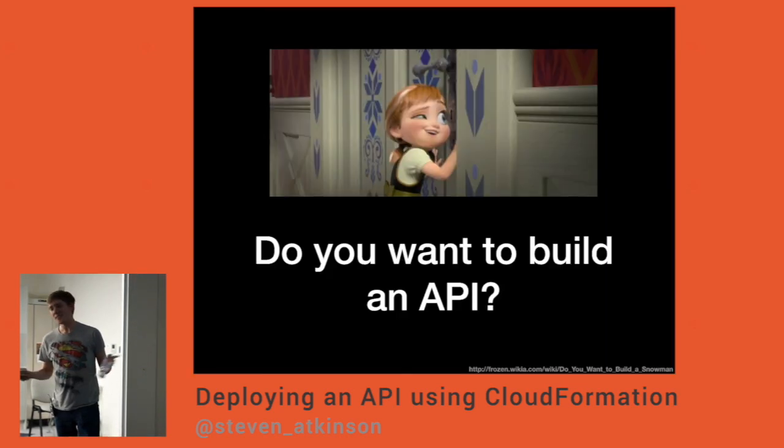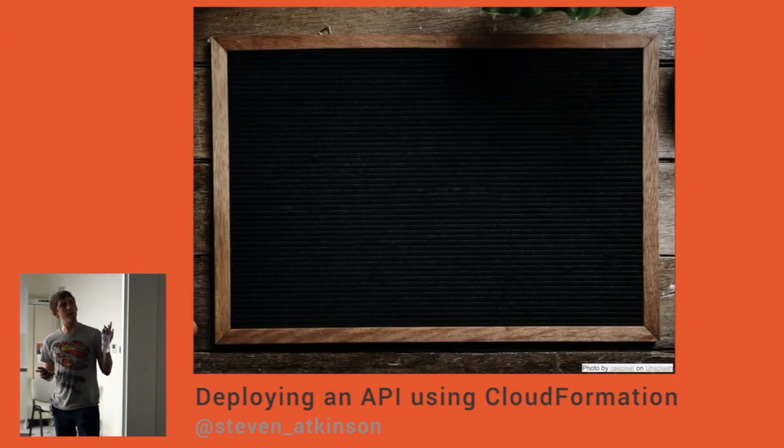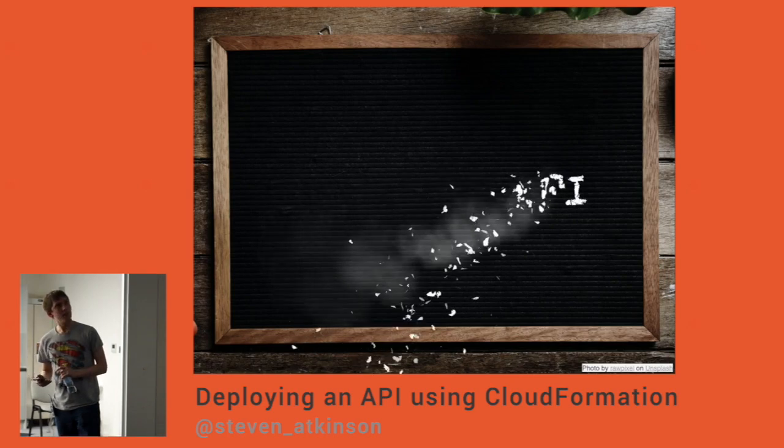So you want to build an API. That's basically what this talk is about. We're creating an API. The hardest part is coming up with an idea. I've had a week to come up with an idea, and I have come up with a voting API. Very, very simple. For the second referendum.